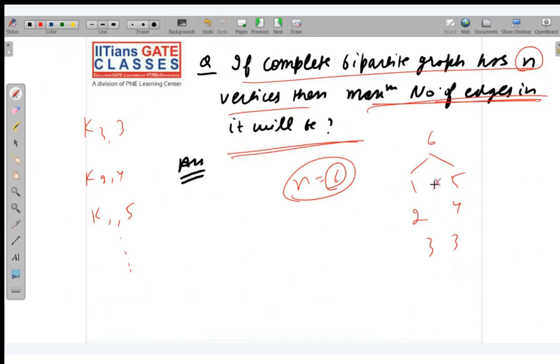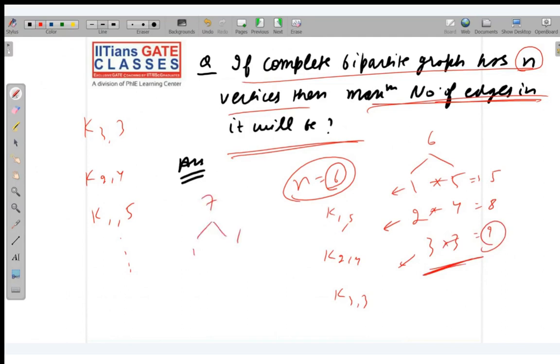So how many edges here? M into n, right? So it is nothing but K15, this will be K24, this will be K33. So 2 into 4 is 8, 3 into 3 is 9. When is it maximum? 3 into 3, so 9. Similarly, if we have 7, how will you divide 7? 1 and 6, or 2 and 5, 3 and 4. Now don't say 4 3 and so on, because they will be repeated. So 1 into 6 is 6, 5 into 2 is 10, 3 into 4 is 12. So clearly 3 into 4 is the maximum.